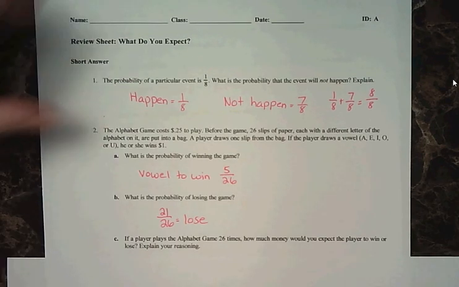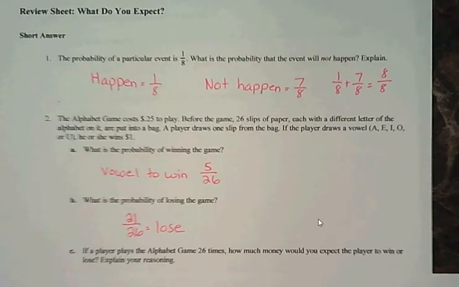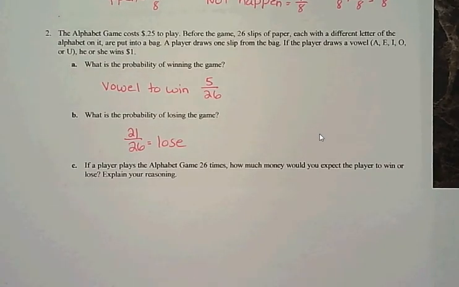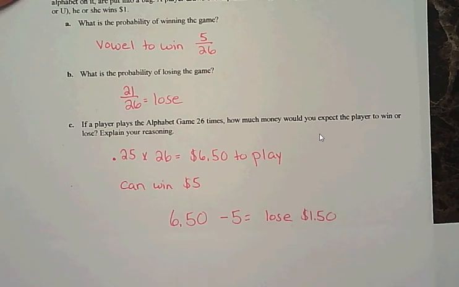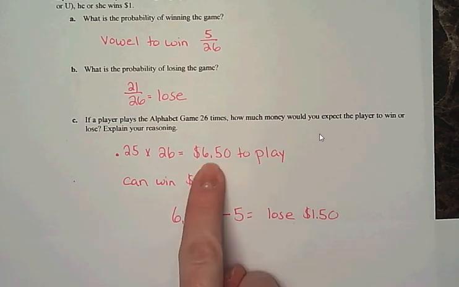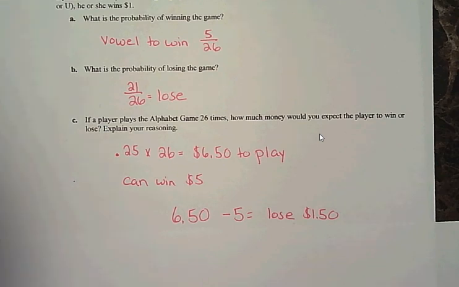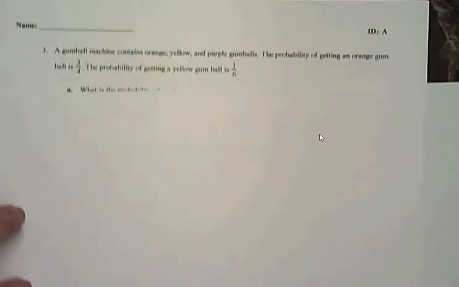And letter C, if a player plays the alphabet game 26 times, how much money would you expect the player to win or lose? Once again, you don't have to explain. So you should have gotten that you can expect the player will lose $1.50 because it will cost them $6.50 to play, but they can only win $5. Okay? All right, let's look at number 3 together.